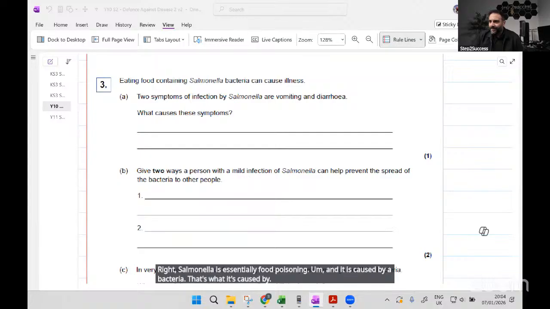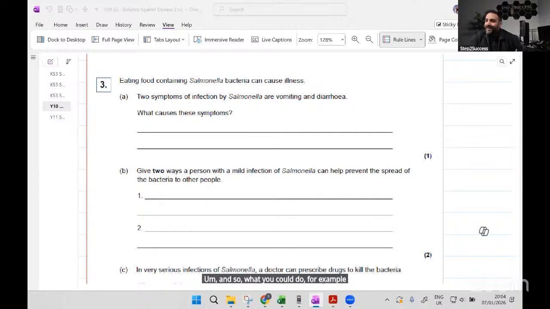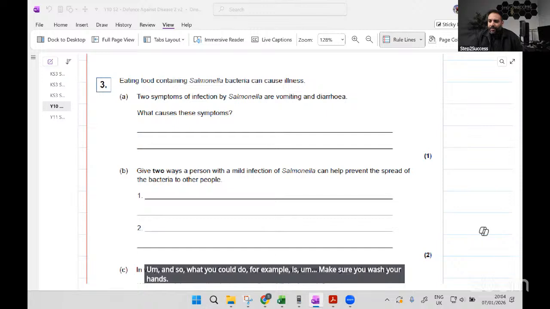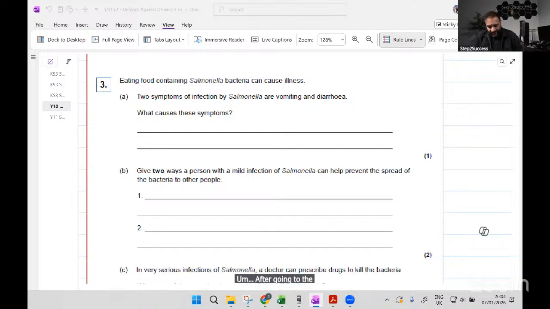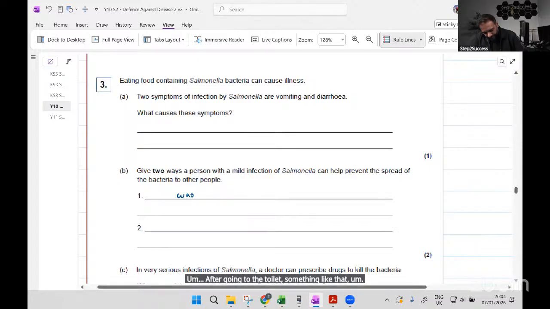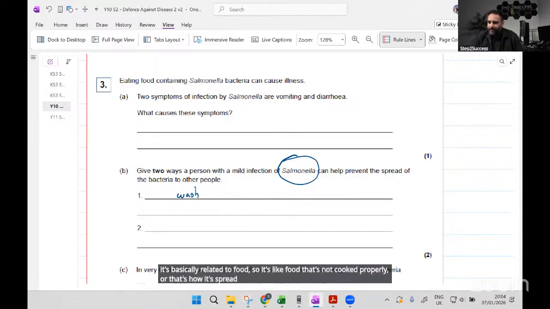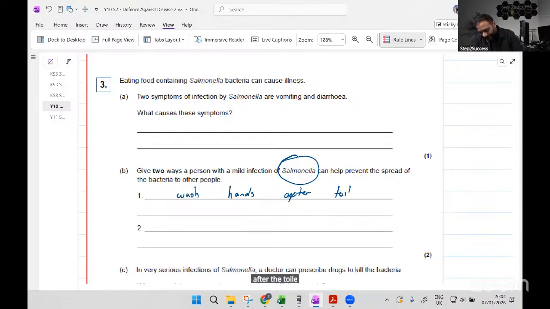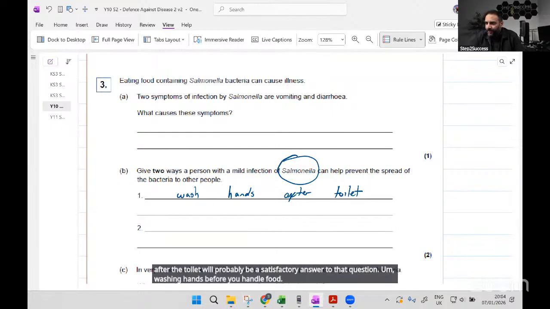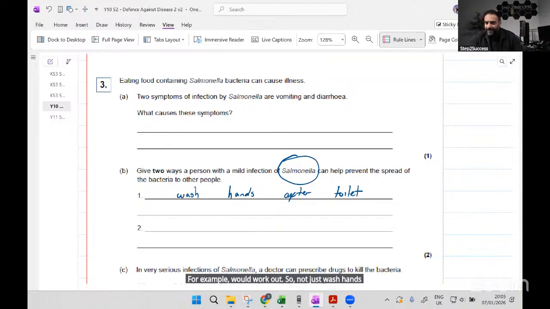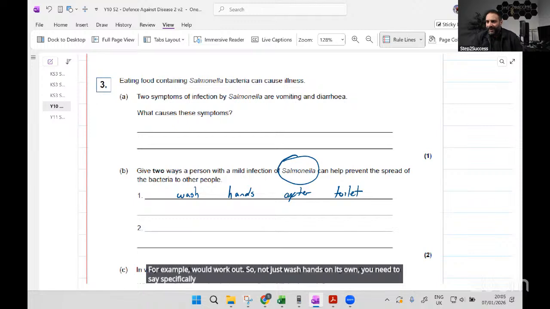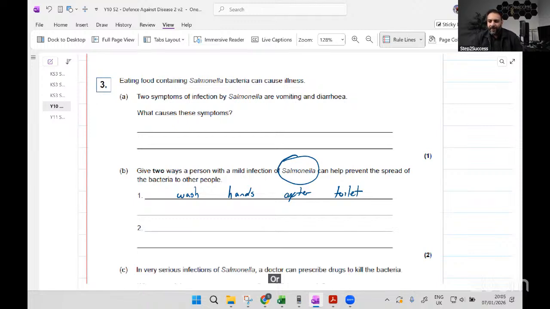So what you could do, for example, is make sure you wash your hands after going to the toilet, something like that. It's basically related to food, so it's like food that's not cooked properly, or that's how it's spread. So washing hands after the toilet would probably be a satisfactory answer. Washing hands before you handle food, for example, would work. So not just wash hands on its own. You need to say specifically, like after going to the toilet or after being sick or before you handle food.